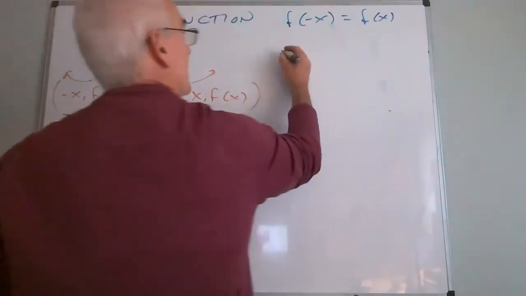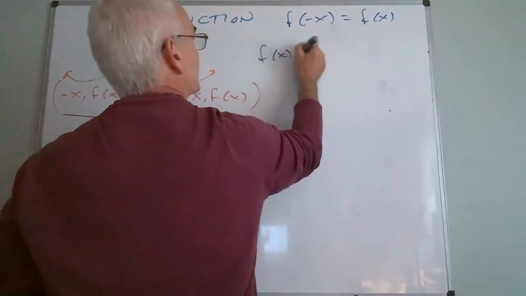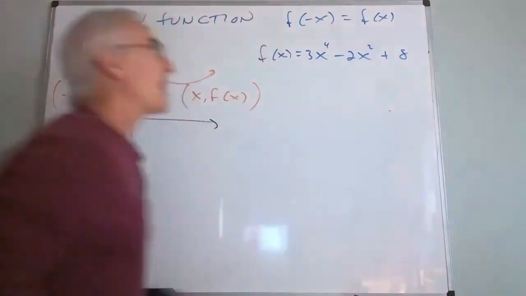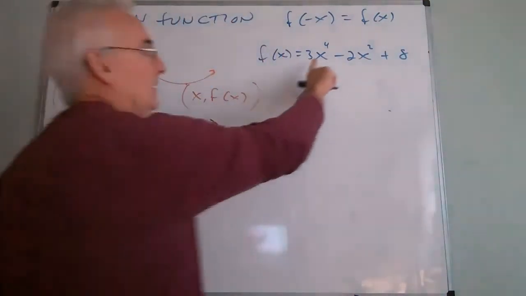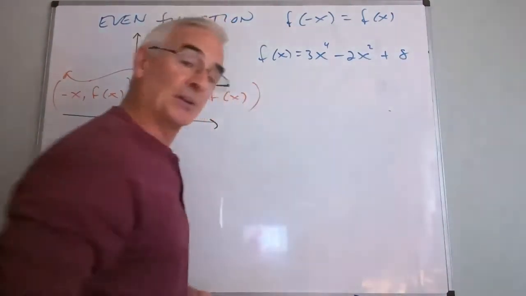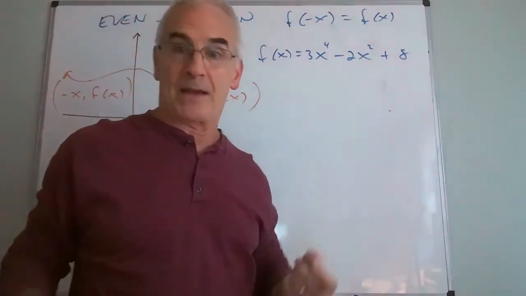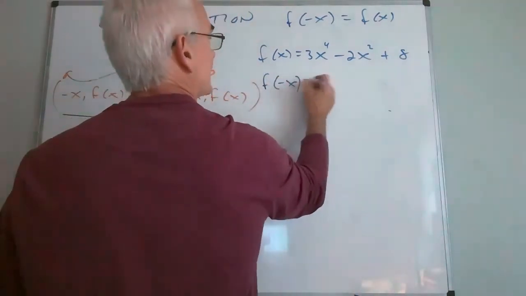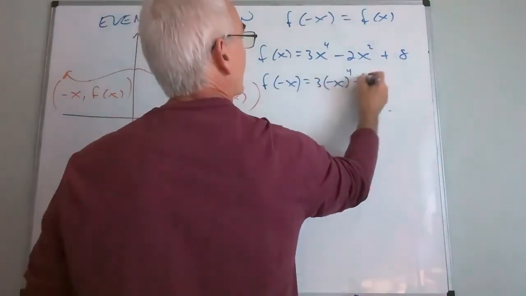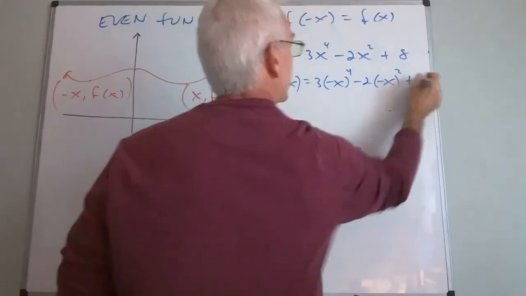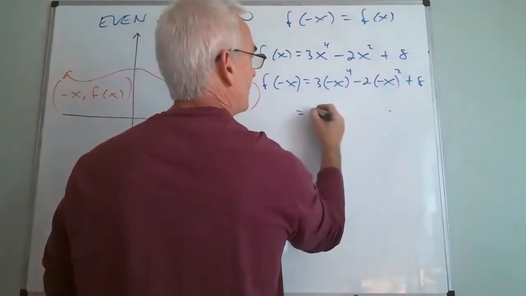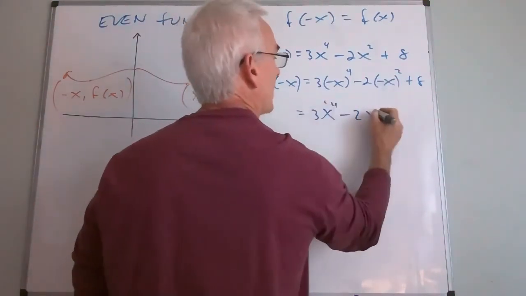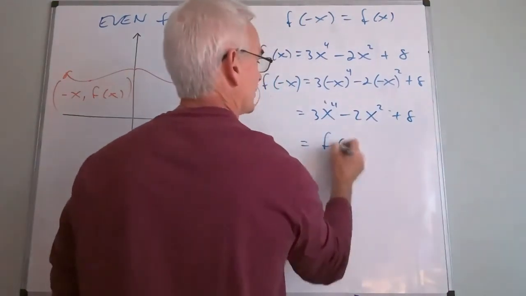So for example, if I said, consider f of x is 3x to the fourth minus 2x squared plus 8. That is a function of even degree because each term, and 8 would be of degree 0, which is even, every term in that would be even degree. So let's check. If I wanted to do f of negative x, then that would be 3 times negative x to the fourth minus 2 times negative x squared plus 8. And that would be, let's see, a negative to the fourth power, that's 3x to the fourth. That would be minus 2, squared, that'd be minus 2x squared. And that is my original f of x.